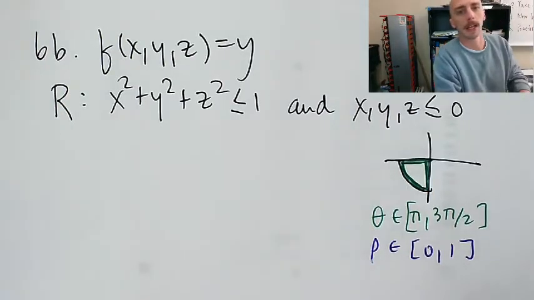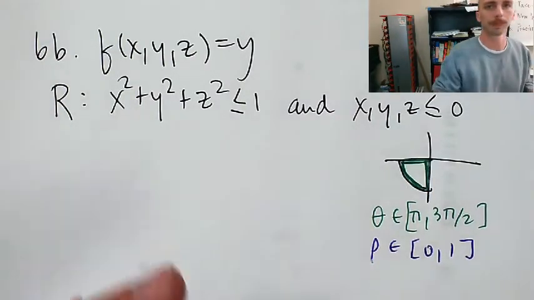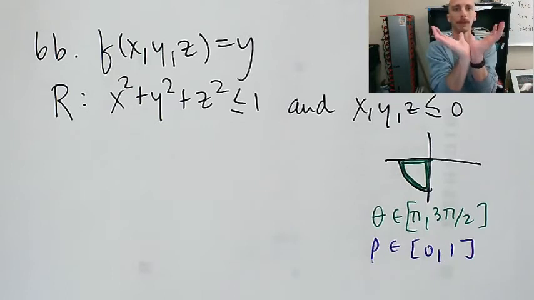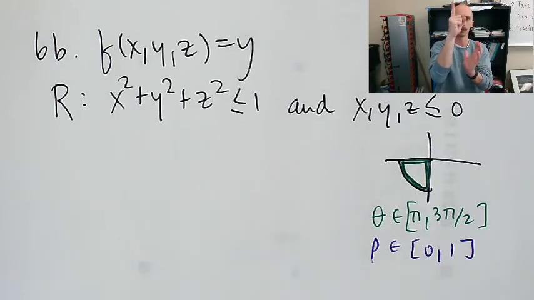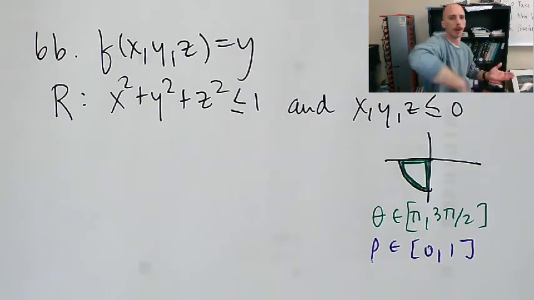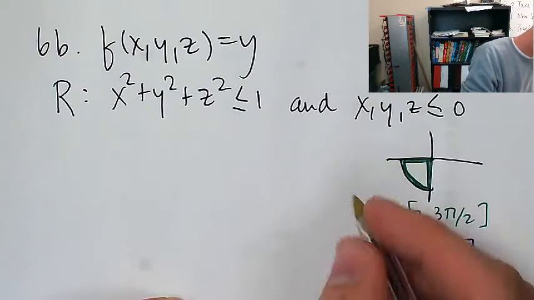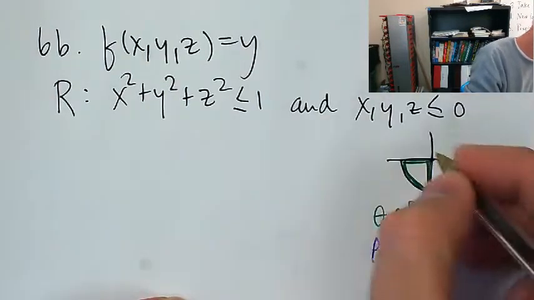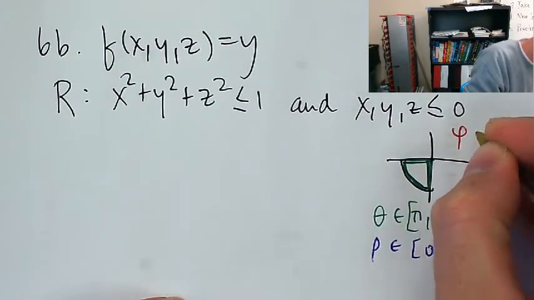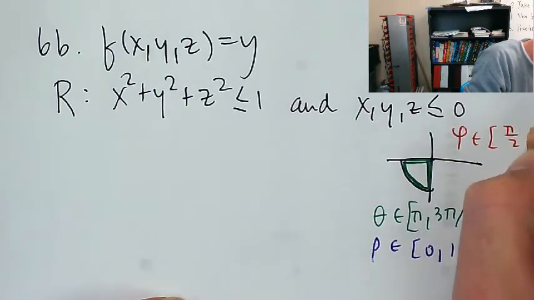And phi, because it's like the bottom half of a sphere. The positive z-axis is phi equals 0. So if I rotated down halfway to the xy plane, that would be pi over 2. That's the beginning of the bottom half of the sphere, so it's going to be pi over 2 to pi. Because z is negative, I'm going to say phi is between pi over 2 and pi.